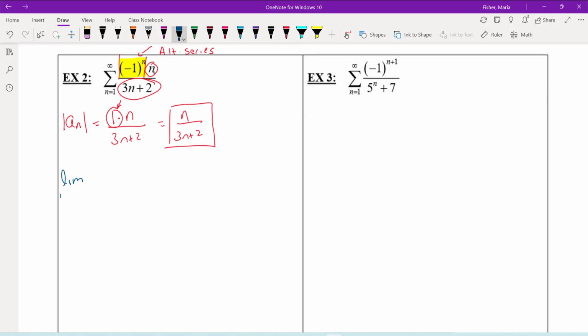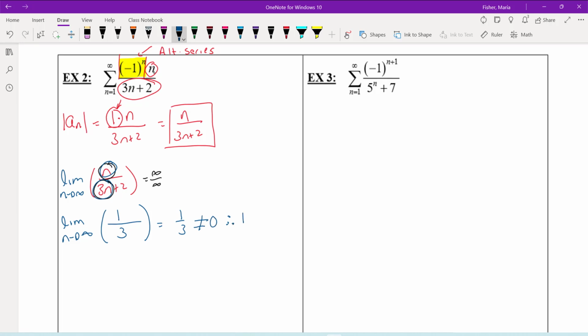What is the limit as n goes to infinity of n over 3n plus 2? Well, currently, this would just be infinity over infinity. If we look at those leading terms, n over 3n, we would get the limit as n goes to infinity, reducing here, 1 over 3, because n over 3n, the n's would cancel, and we'd be left with 1 over 3. Well, what's the limit as n goes to infinity of 1/3? Well, that would equal 1/3. Well, 1/3 does not equal 0, therefore by the nth term test, the series diverges.